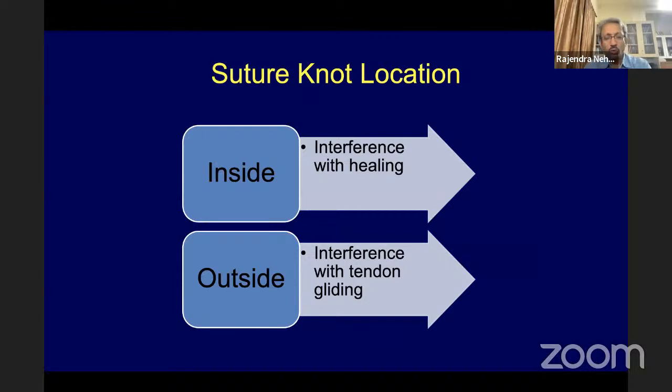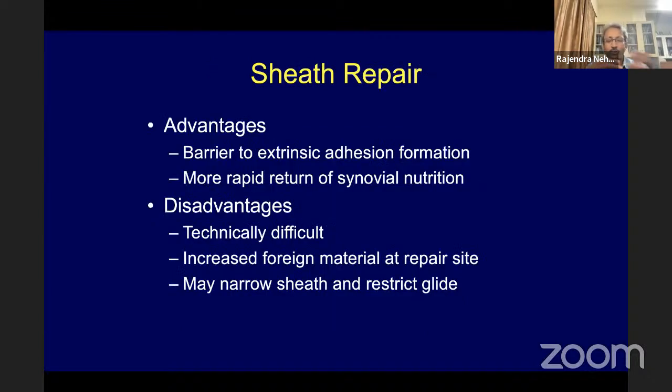So suture knot location: if it is inside, it interferes with the healing of the tendon because there is a bulk of knots added into the tendon substance. If you keep it outside, it interferes with the tendon gliding. So you have to judge what you can do better. And I think if you follow one technique properly over the years, you start getting better and better results.